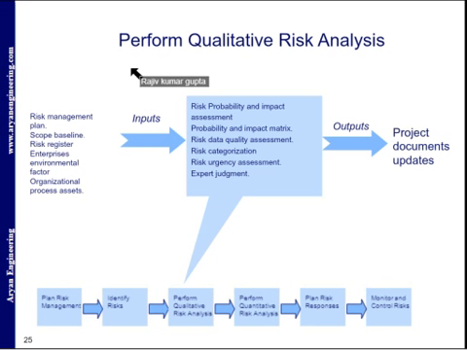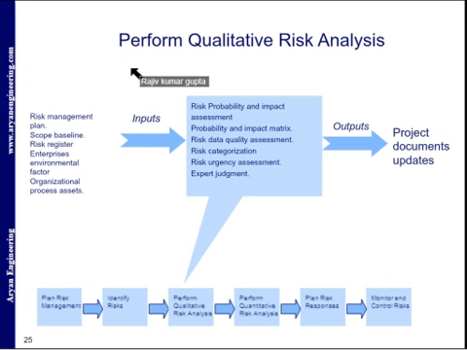Therefore, qualitative risk analysis involves creating a short list of the previously identified risks. The shortlisted risks will then be further analyzed in the perform quantitative risk analysis process, or will move into the plan risk response process that we will go over in the next slides. But please remember that qualitative risk analysis is the subjective analysis of the risks identified.